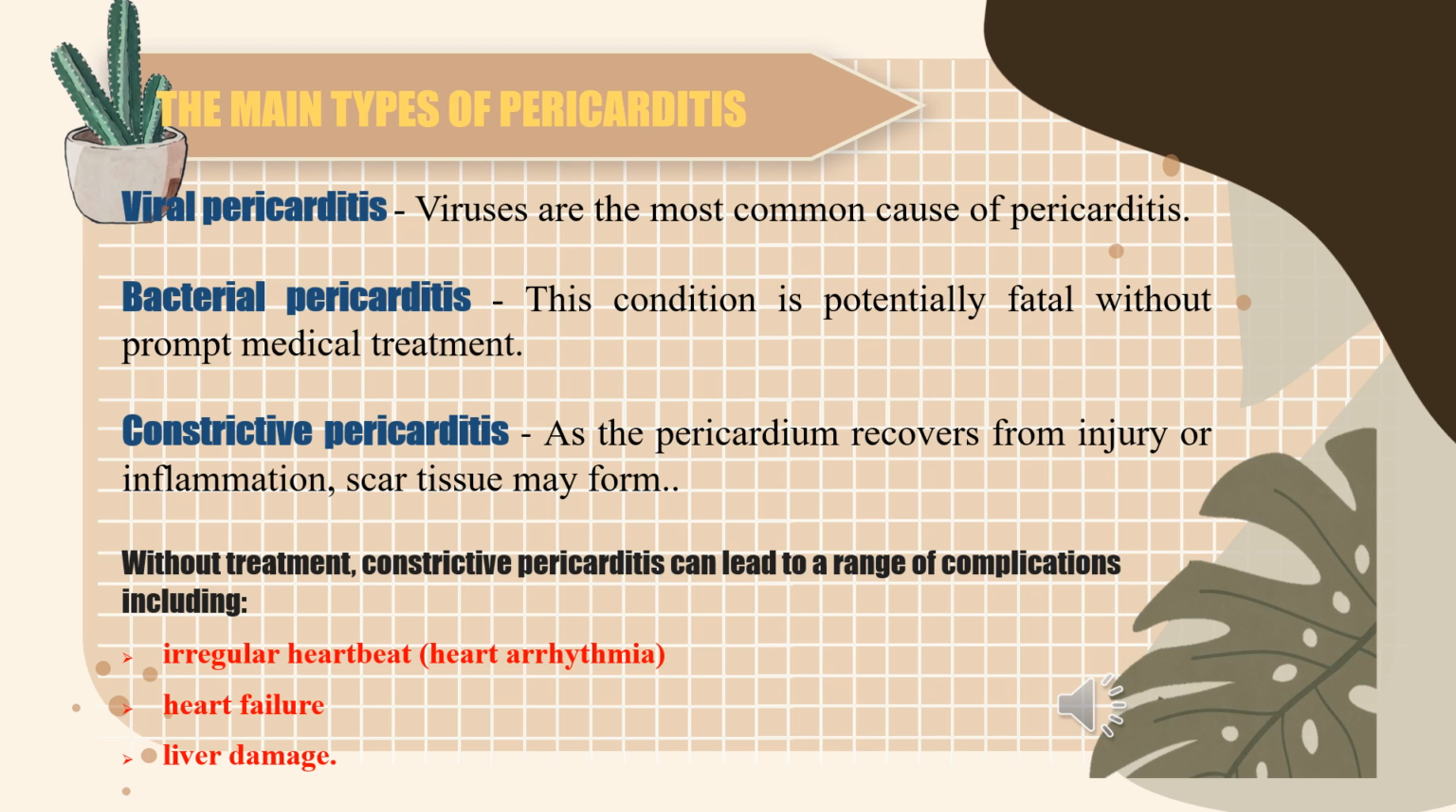As the pericardium recovers from injury or inflammation, scar tissue may form. Scar tissue makes the pericardium stiff and hard so that the heart is unable to fill properly with blood. Symptoms include unexplained weight loss, fatigue, breathlessness, swelling of the abdomen, and heart murmurs. Without treatment, constrictive pericarditis can lead to a range of complications including irregular heartbeat, heart failure, and liver damage.